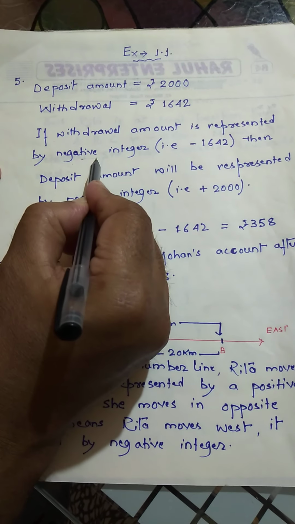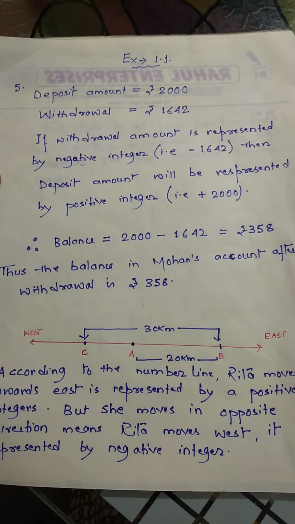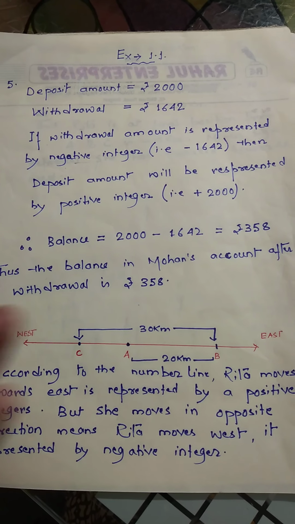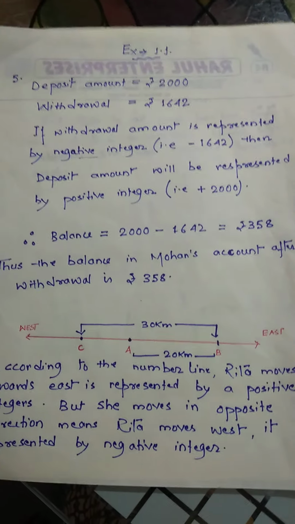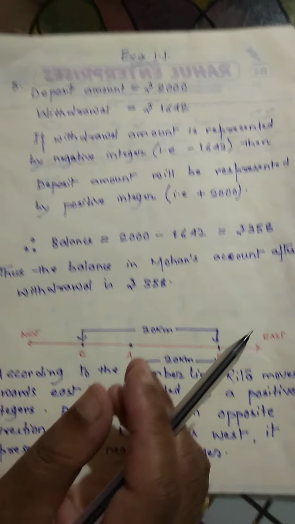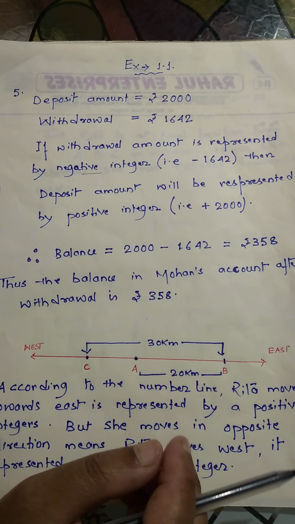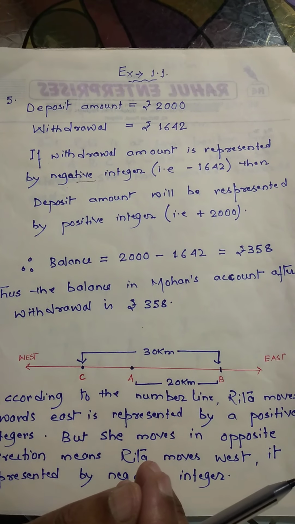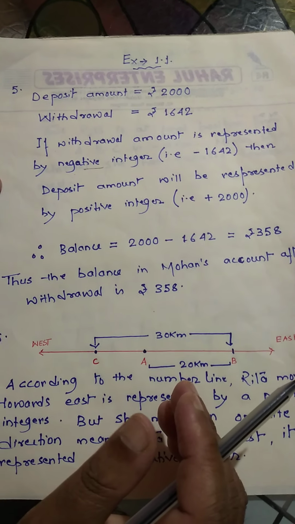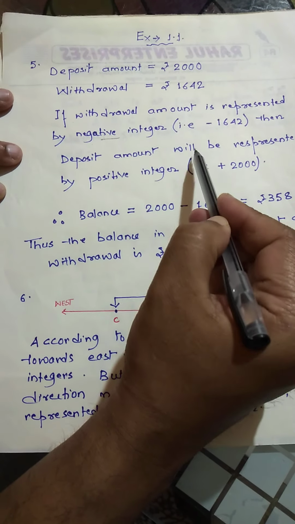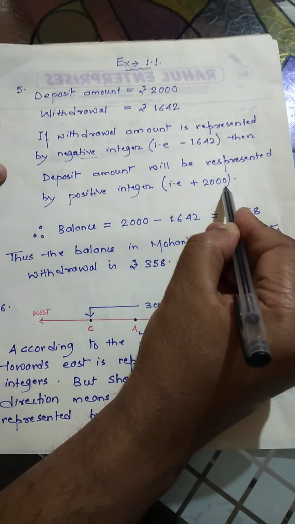Why is it taken as a negative integer, students? Because you are taking out from the account, isn't it? So when you are taking out from the account, that means you are subtracting some money from your account. That is the reason it has been taken as negative. Now, what is the question they are asking? If the withdrawal amount is represented by negative integers, then how will you represent the amount deposited? Obviously when we are depositing in our account, we are adding some amount to our account, so the deposit amount will be represented by positive integers, that is plus 2000.